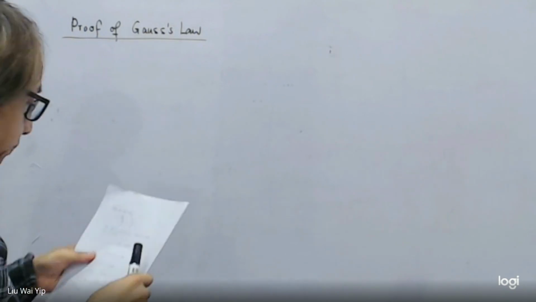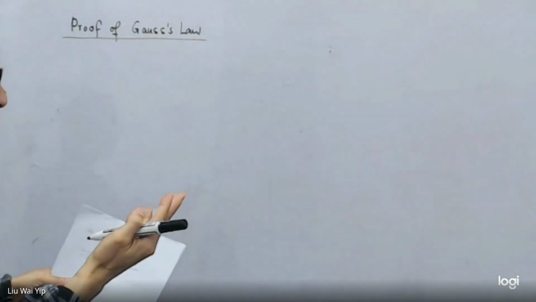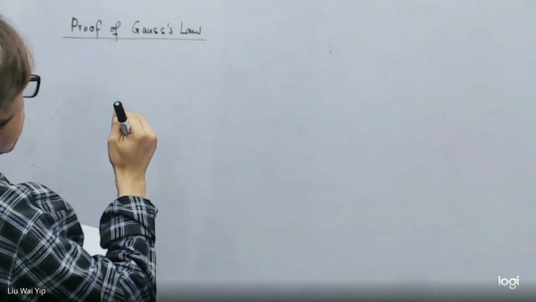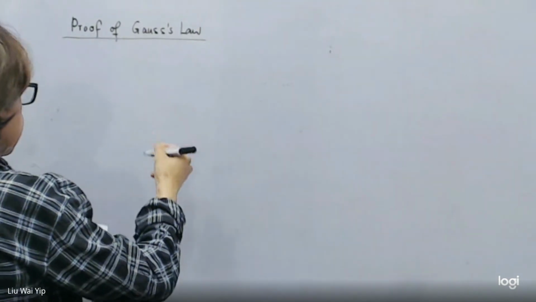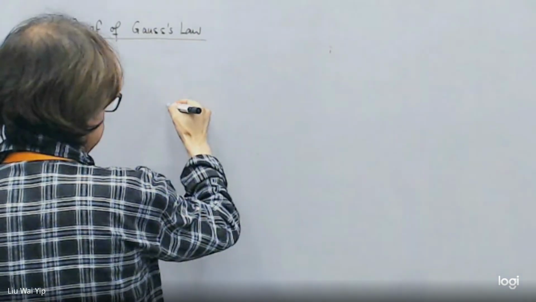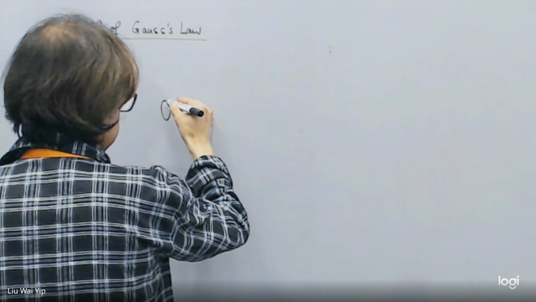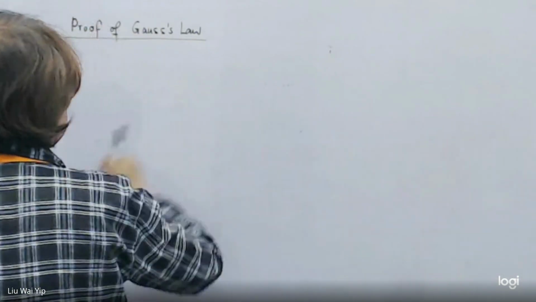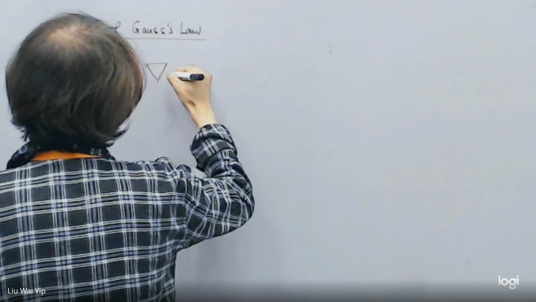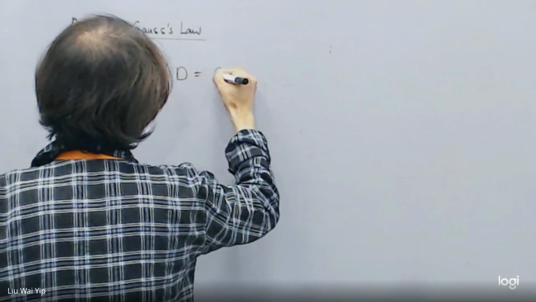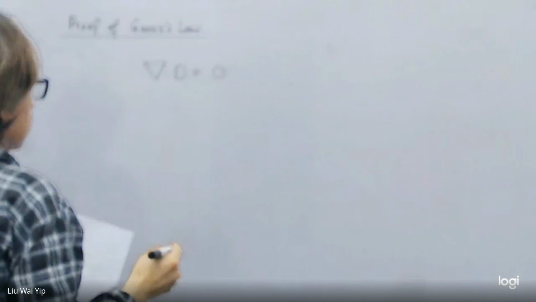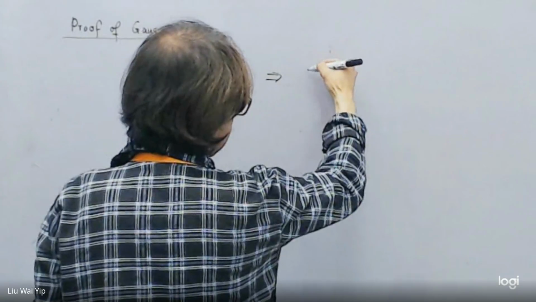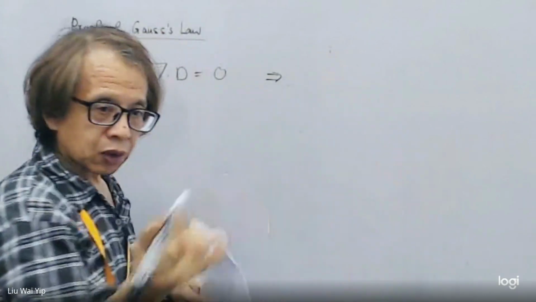It's very simple. So suppose we have divergence of E, a divergence of D, equals 0. This means the electric flux field is conservative.